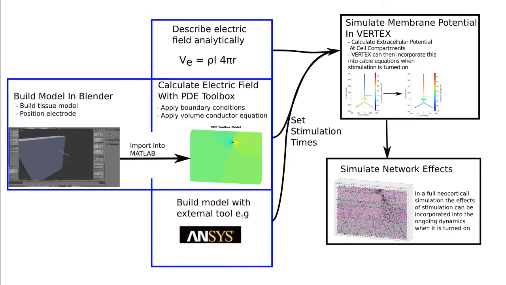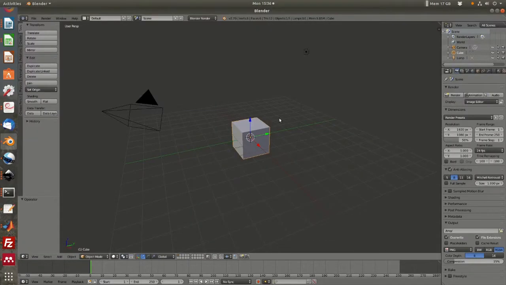So we will begin by showing how to build a simple electrode geometry using Blender, and then show how to incorporate this into a VERTEX simulation.